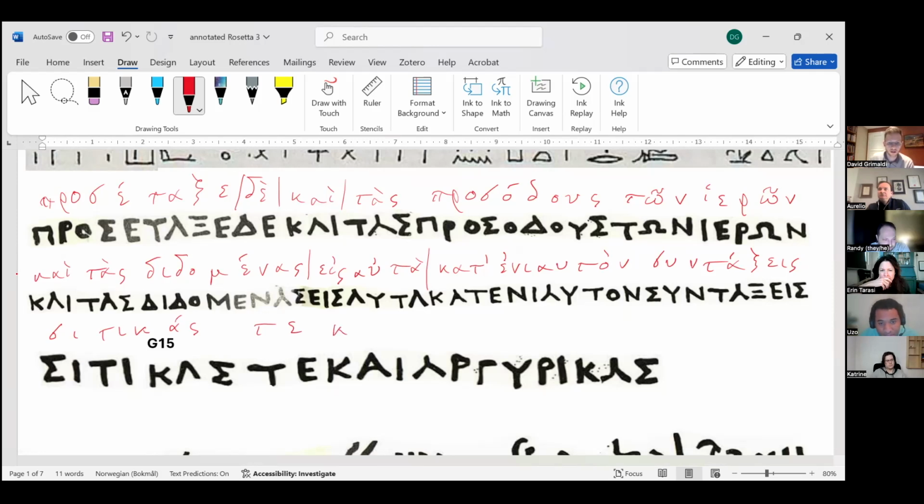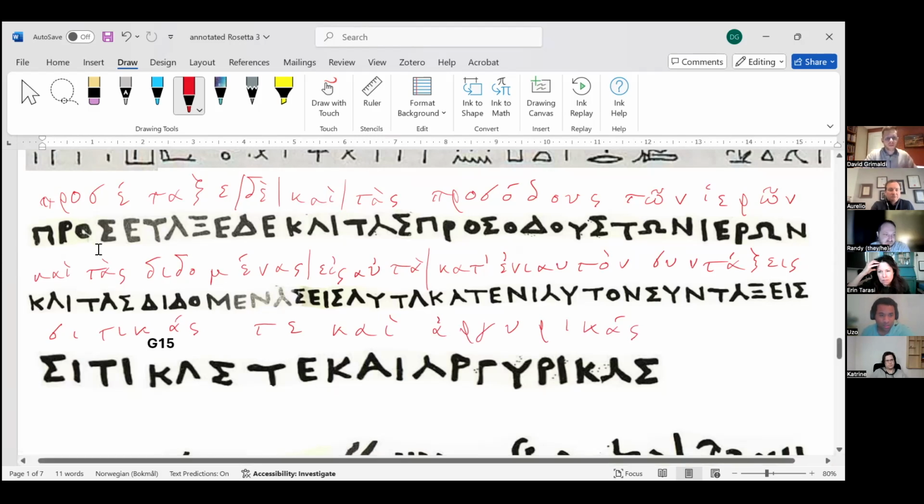Kai argurikas. Yeah, argurikas. All right. I'm not sure what the first one is, but I'm assuming it's something to do with decree or command, just from what we've seen earlier. Yeah. Okay. So he commanded, and tas prosodous, the roads of the priests. Income. And the income, okay, the priestly income.